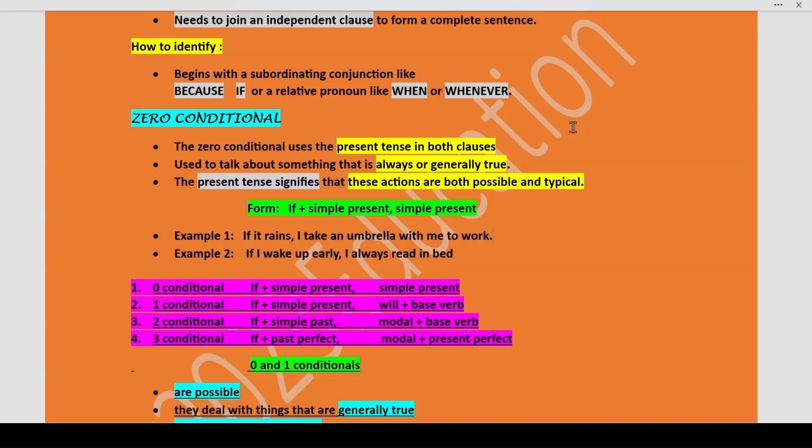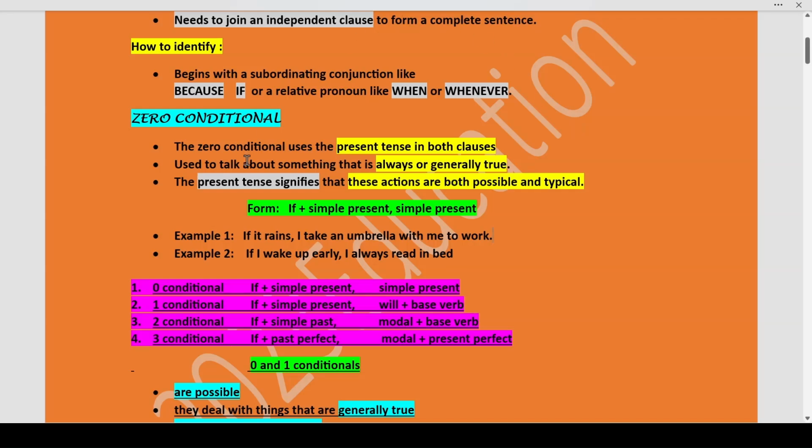Now, zero conditional, students, uses the present tense in both the clauses. What are the both clauses we are talking about? One is your dependent clause and the other is your independent clause. In both these clauses, the zero conditional is in present tense. Now, it is always used to talk about something that is always or generally true. The situation presented in the sentence is always or generally true. And what does the present tense signify? That both these actions are both possible and typical.